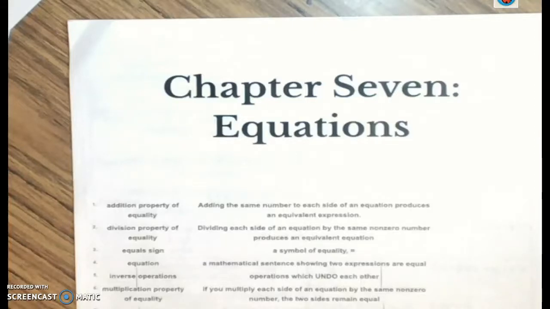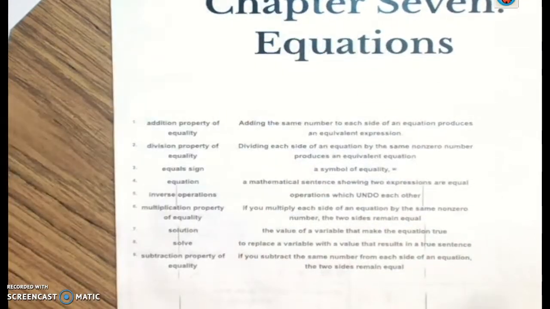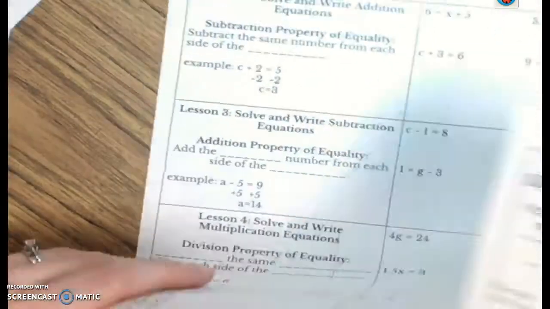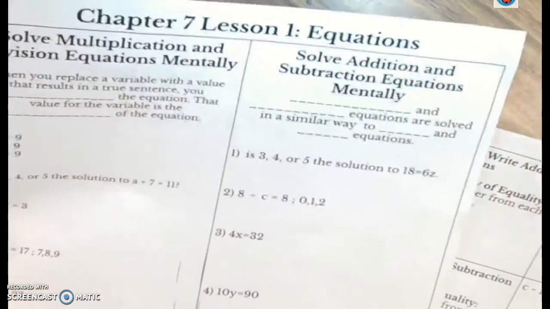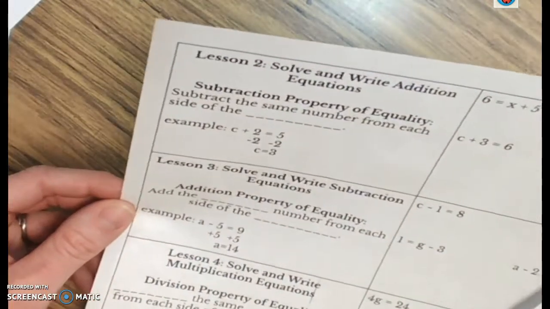Guys, we're on chapter 7 today, which is equations. At any time, if you don't know any of the words we're talking about, it's probably a vocabulary word that's on the front. We only have two sides of notes this time, so we need to make sure that you are paying attention and you don't lose any of them because these are worth 30 points right here.